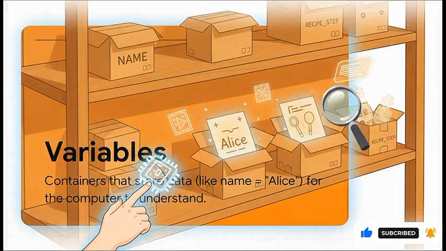Now, to actually make those logic blocks work, we absolutely need variables. I want you to visualize a variable as a physical box sitting on a shelf holding specific ingredients for our recipe. Say, a box labeled name that holds the word Alice. It's just a container, but it gives the computer a reliable way to understand, store, and manipulate the data we're feeding it.